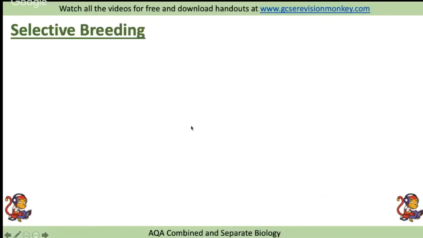Selective breeding then, a couple more things. So we'll talk about selective breeding. That's when you are choosing the animals that you want to breed together or choosing the plants that you want to breed together. So you're playing with nature, you're playing with the natural selection cycle, and you're not letting nature choose those animals that are best adapted. You are choosing them for various reasons yourself.